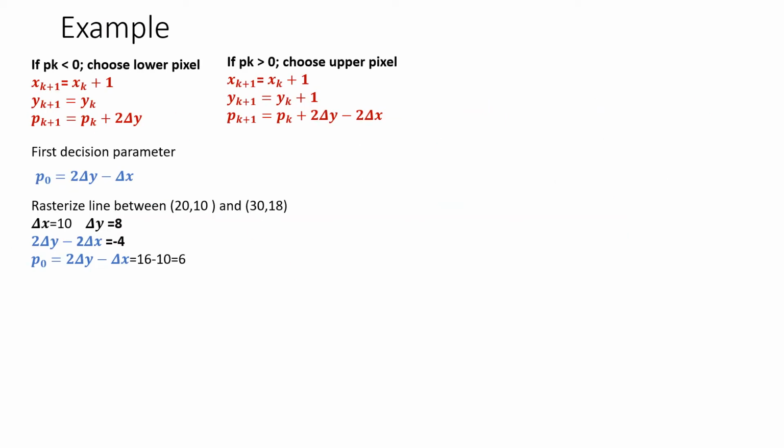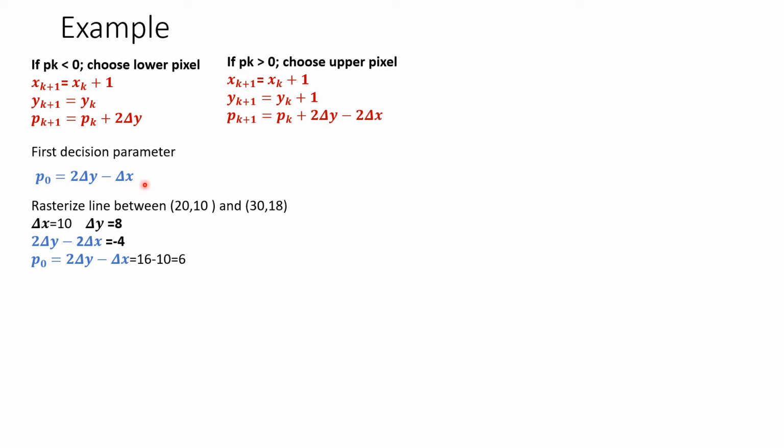We have seen how to perform a calculation whenever the decision parameter is less than 0 and the decision parameter is greater than 0. These are the set of values: next pixel position and the next decision parameter. The first decision parameter also we have obtained in this way.